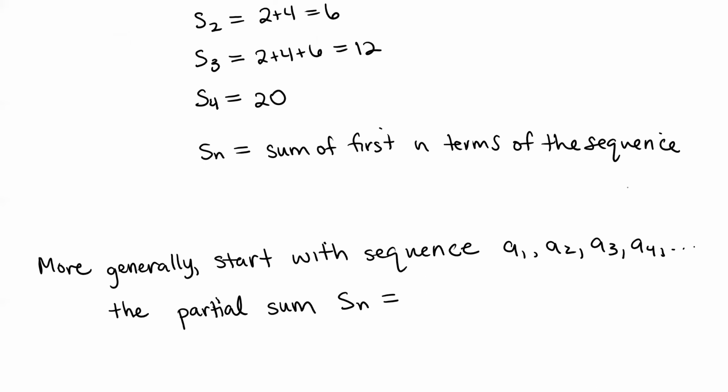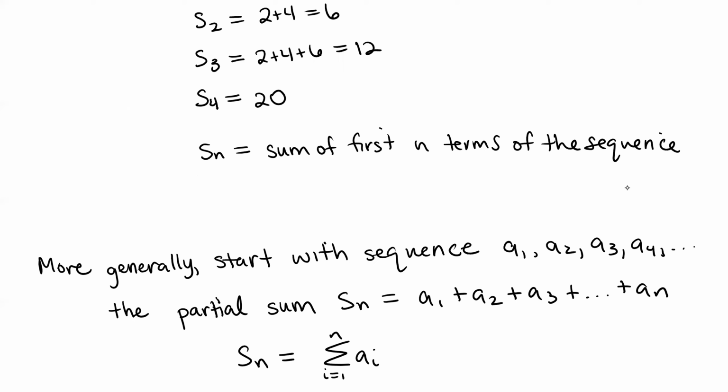Okay, so lots of times we just want to generalize things. So let's say that we're starting with a sequence A1, A2, A3, A4, and so on. Then the partial sum Sn is equal to the sum of the first n items in this sequence here. So Sn is equal to A1 plus A2 plus A3 plus up to An. Or sometimes you'll see this written, Sn is equal to the sum from i equals 1 to n of Ai. And that's just saying the exact same thing as up here. We've got A1 plus A2 plus up to An. Okay, so these are our partial sums.